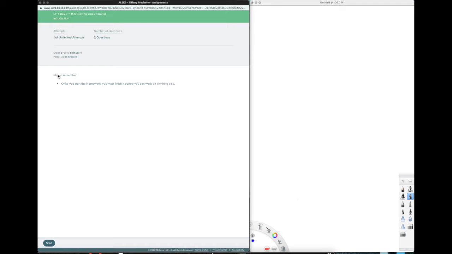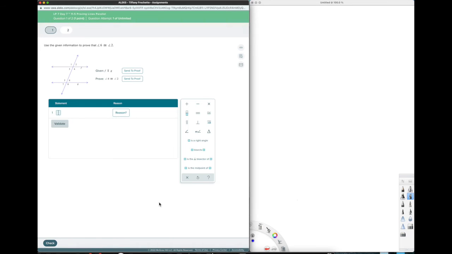Down here it says, please remember once you start your homework, you must finish it before you can work on anything else. What that means is once I click start, down here in the bottom right corner, there's going to be a submit assignment button. This is how we finish an assignment. So what that means on the last screen is you can't work on anything because Alex is going to lock all of your other assignments and even the resources until you click the submit assignment button.